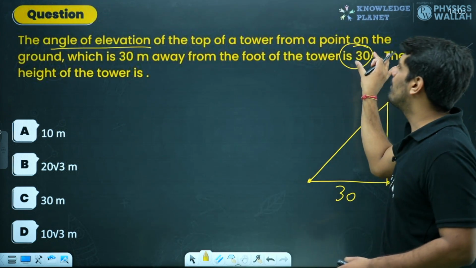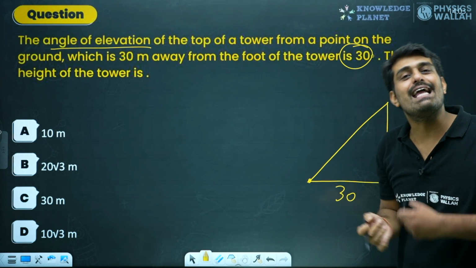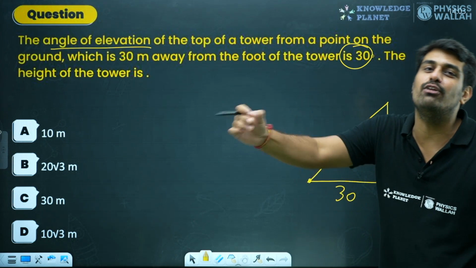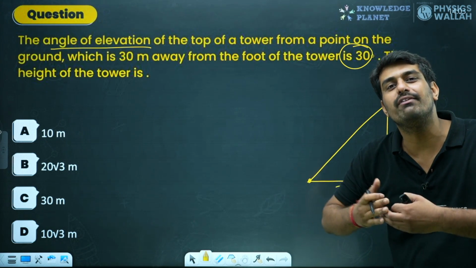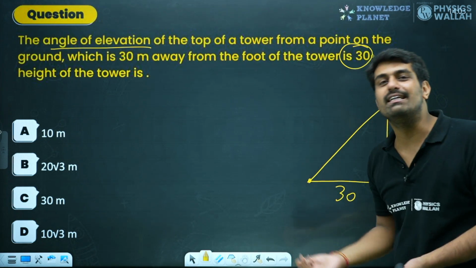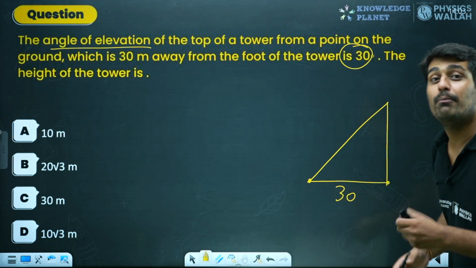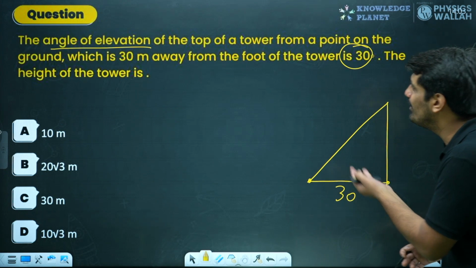Now they are coming to the part: angle of elevation is 30 degrees. Directly they could have told you. They could have made this question very simple by simply saying angle of elevation is 30 degrees and the distance between the foot and where the person is standing is 30 meters. Things would have been very simple. But no, they want to make things complicated for you. But you are a smart person, so you'll be able to easily answer.